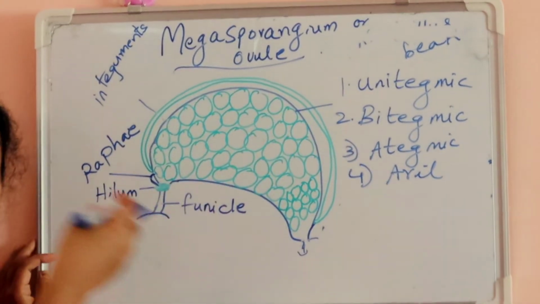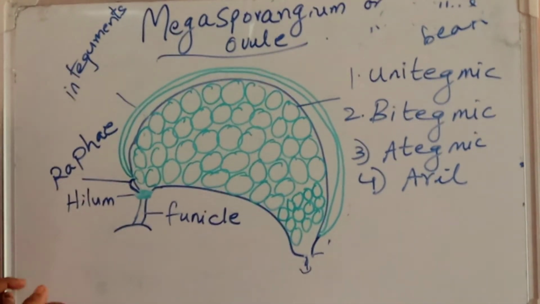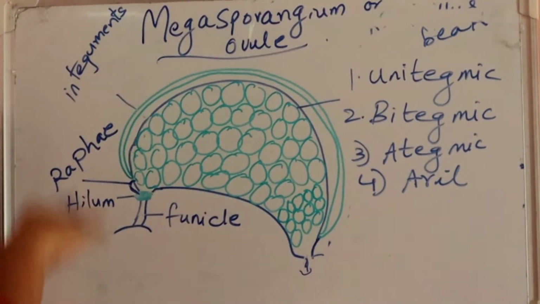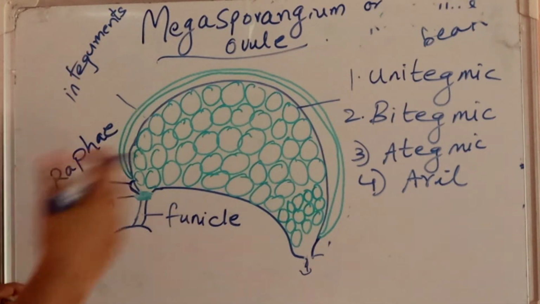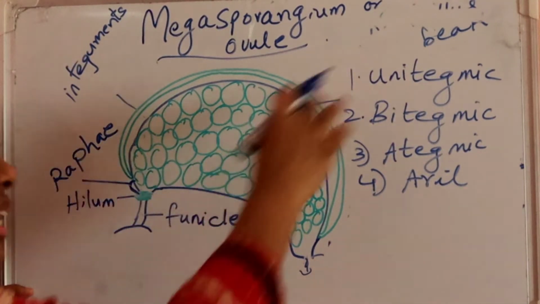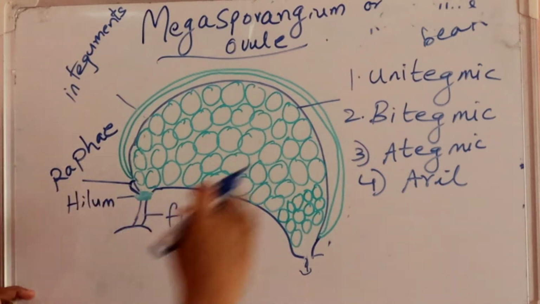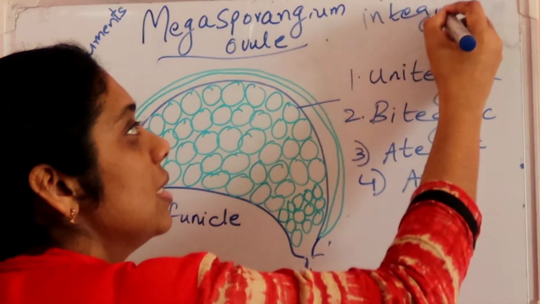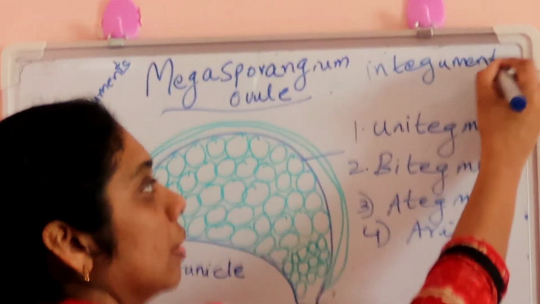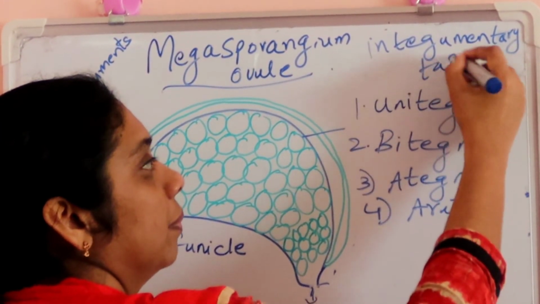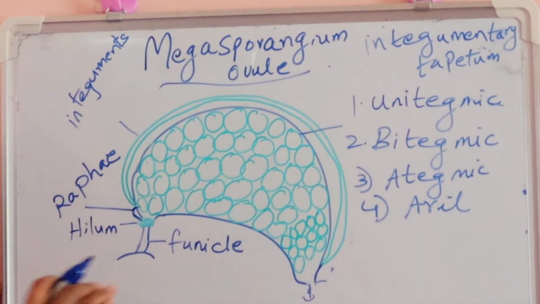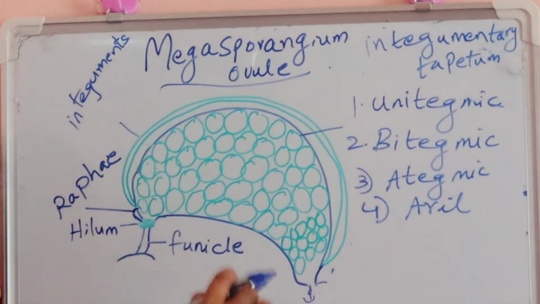In that case, the nucellus will disintegrate earlier. So what will happen? This integument will provide nourishment to the megasporangium. That is, the nucellus is not there, so the integument will obviously provide nourishment to the megasporangium. That is called integumentary tapetum, because tapetum provides nourishment to the body. That is why it is called integumentary tapetum.